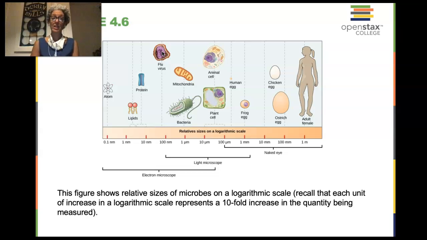A virus is not a cell. A virus is only nucleic acid, so either DNA or RNA, but never both of those, and then a protein coat called a capsid. And some viruses additionally have an envelope, and that envelope is the previous host cell's membrane. So it's a phospholipid bilayer. We'll see that structure later in the lecture.